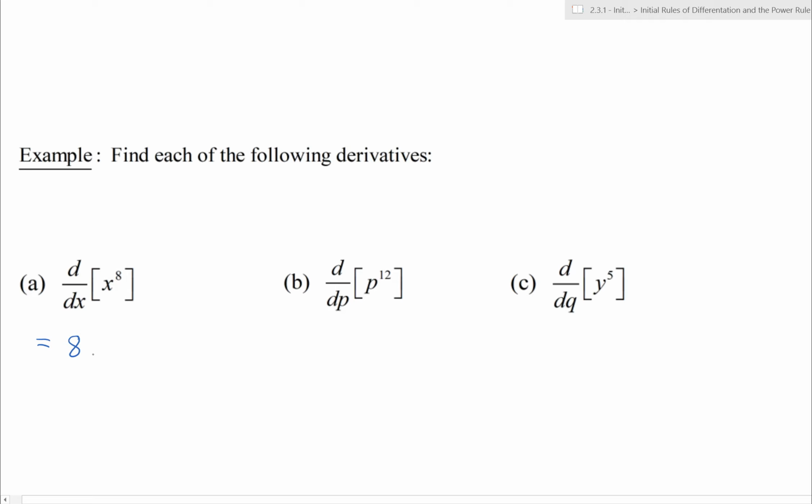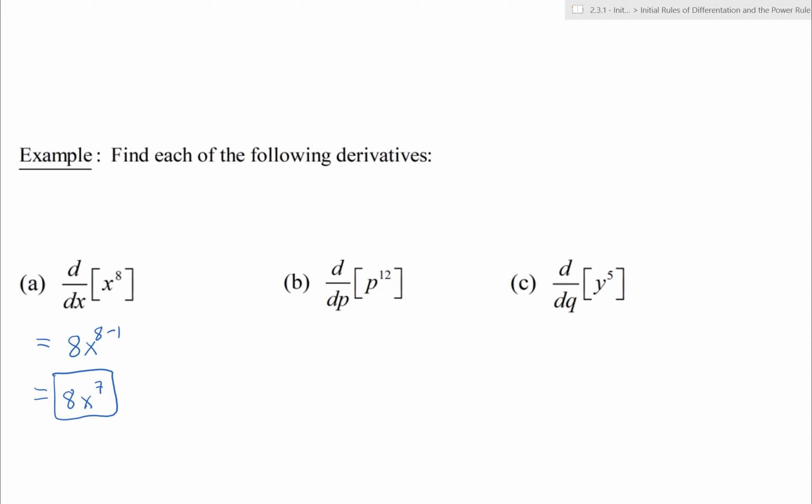We bring down the power 8 in front times x, and then really to the 8 minus 1 power, which is 8x to the 7th. Once you do this 100 times, we don't even have to write that step in between, really.